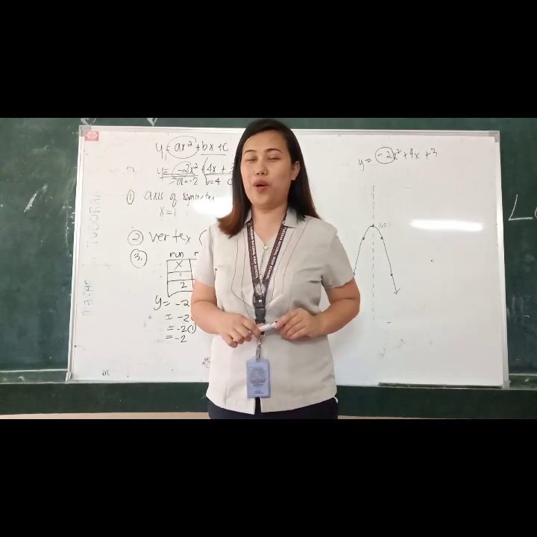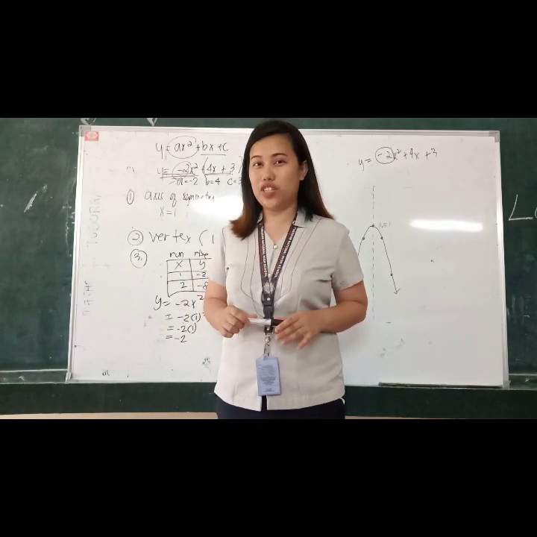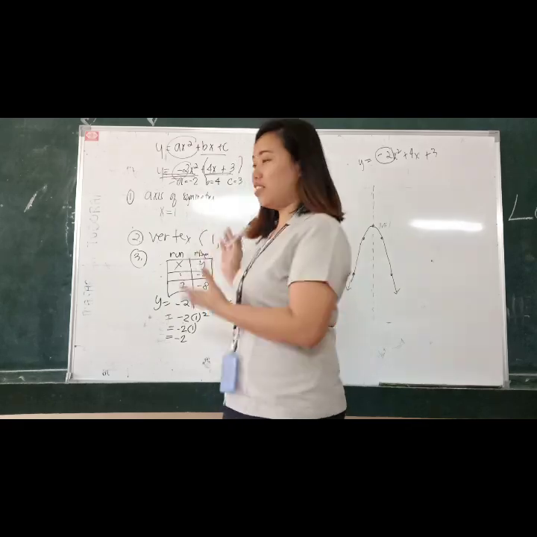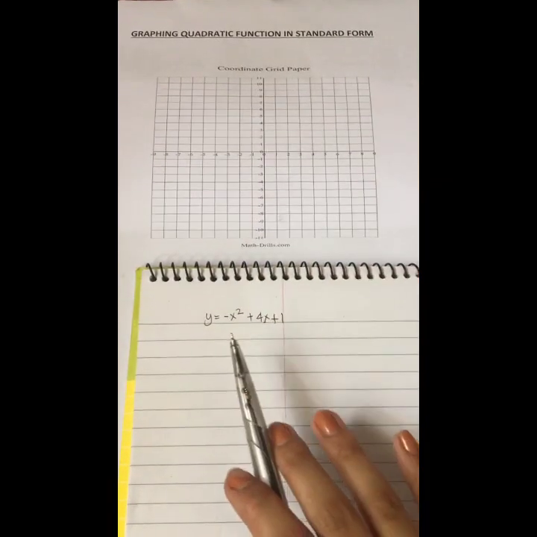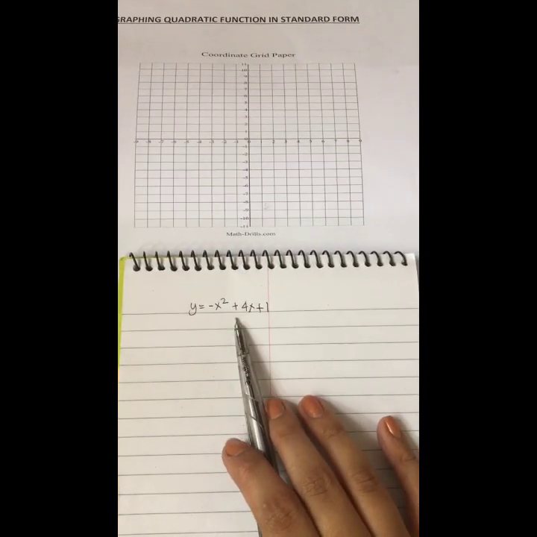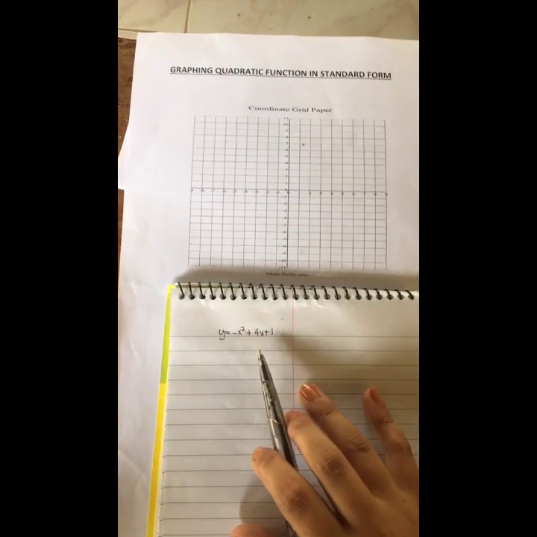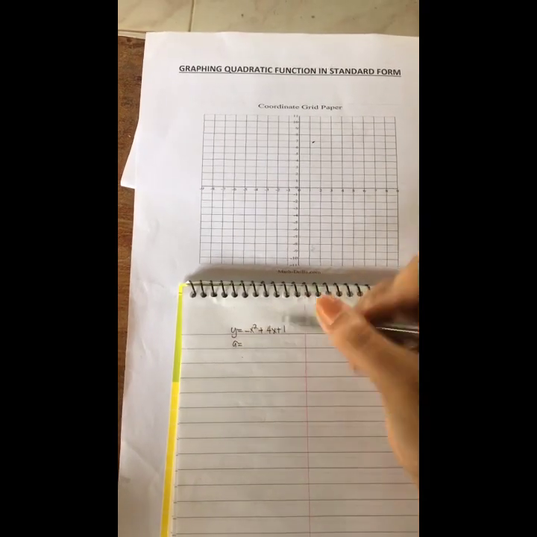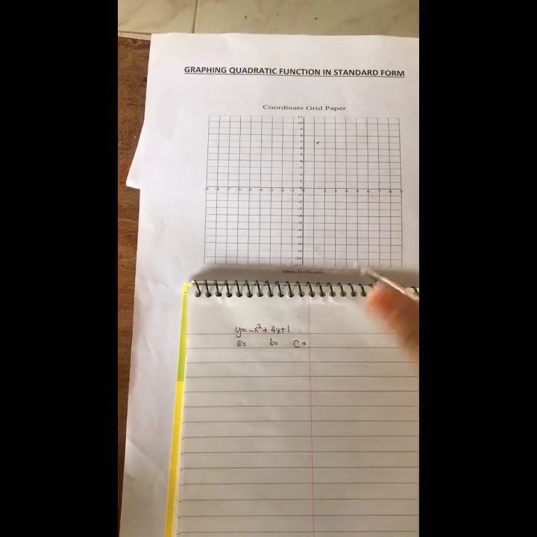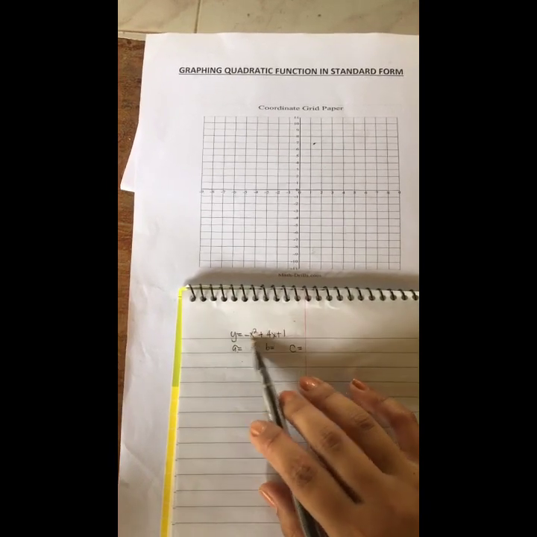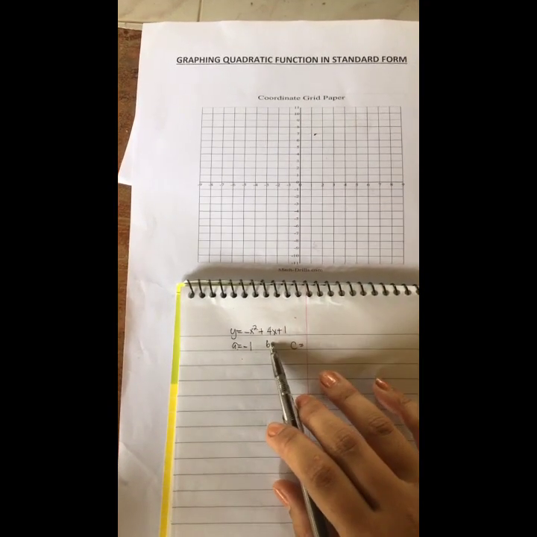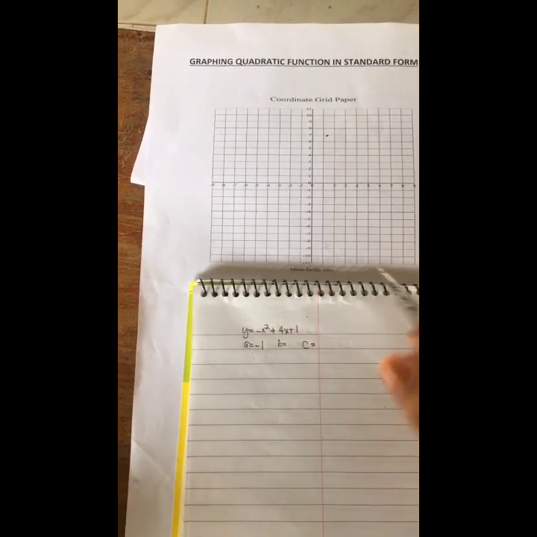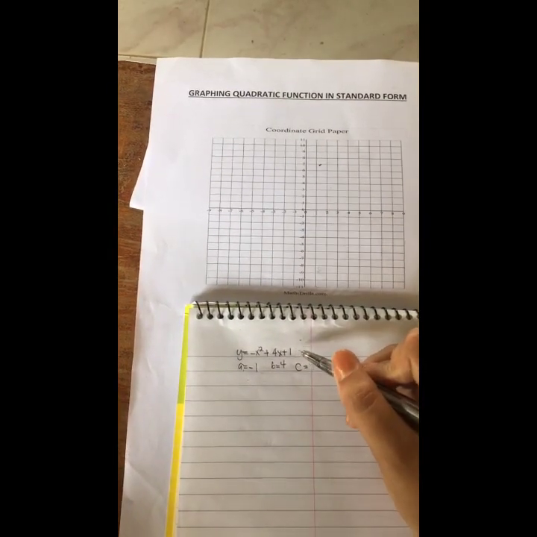Let's take another example of a quadratic function, and we will graph it in the way that I have introduced to you. Here is another example of a quadratic function, that is y equals negative x squared plus 4x plus 1. We will get the values of a, b, and c. The value of a comes from the quadratic term, its numerical coefficient, so that will be negative 1. The b is from the second term, the linear term, which is 4, and c is the constant term, which is 1.